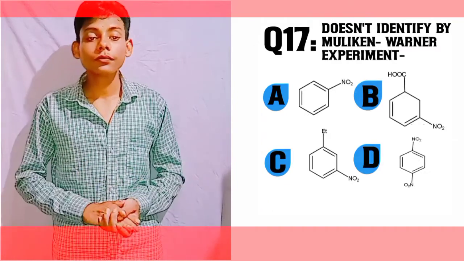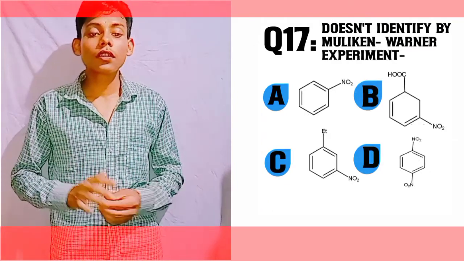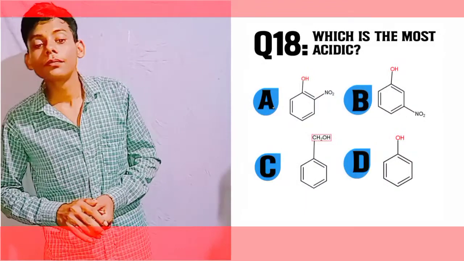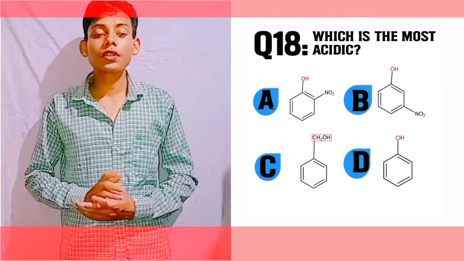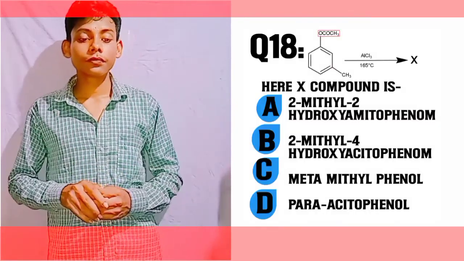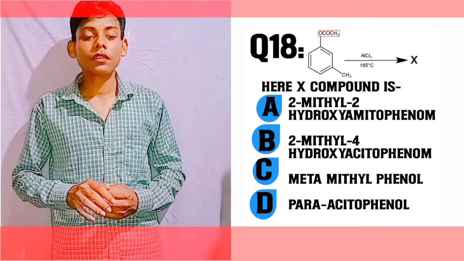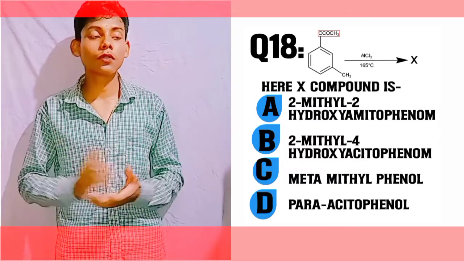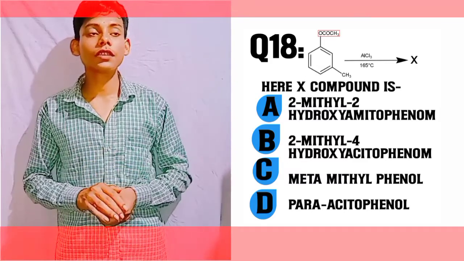Next question, which does not identify the Mulliken-Werner experiment? Which is the correct answer? Please give me the answer in the comment box. And next question, which is the most acidic? Here 4 options are given. Please answer me in the comment box. Here X compound is, here 4 options are given. Please give me an answer.